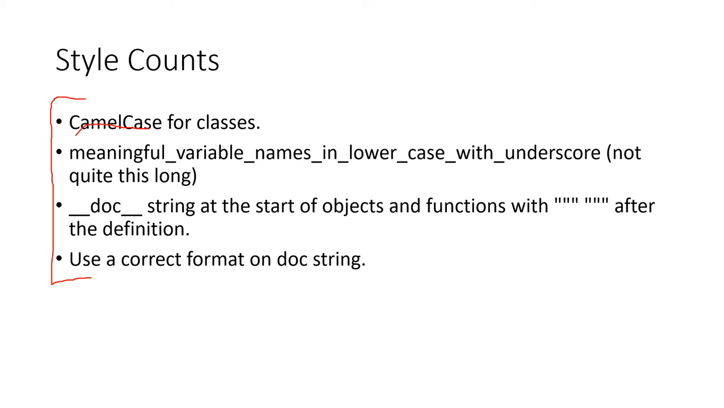The docstring, underscore underscore doc underscore underscore, is the string at the start of functions and objects with the triple quotes after the definition. So you'd say def for a function or class, and the next line starts a string with triple quotes that's not assigned to anything, and it knows that that goes as the docstring. Use correct formats on docstrings if you're doing real Python. That means there's a very particular style, and we'll learn more about that after the first test.